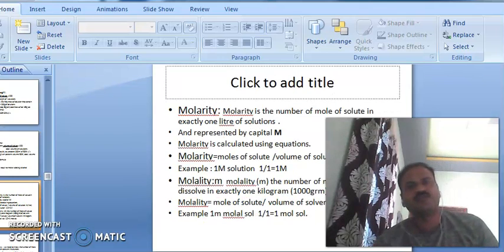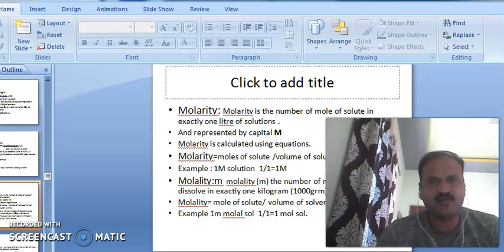Then we will discuss molarity. Molarity is the number of moles of solute in exactly 1 liter of solution. 1 mole in exactly 1 liter of solution gives 1 molarity, and it is represented by capital M. For example, 1 mole upon 1 liter gives a 1 molar solution. Molarity is calculated using the equation: molarity equals moles of solute upon volume of solution in liter. Example: 1 upon 1 is equal to a 1 molar solution.